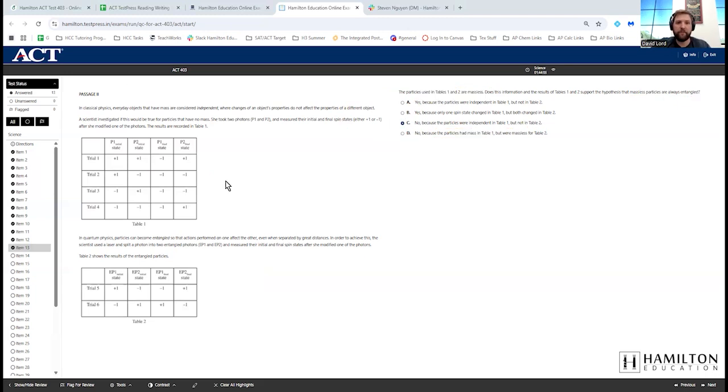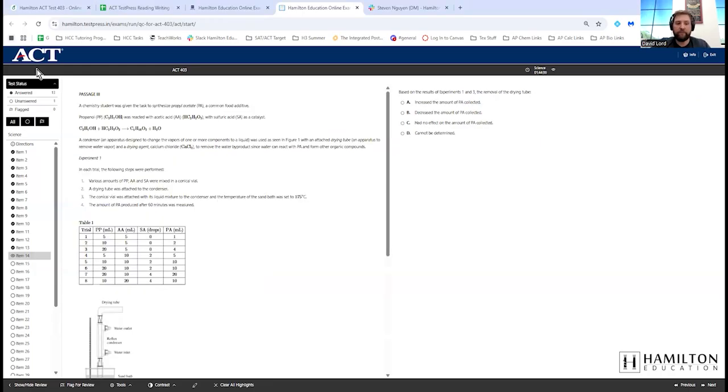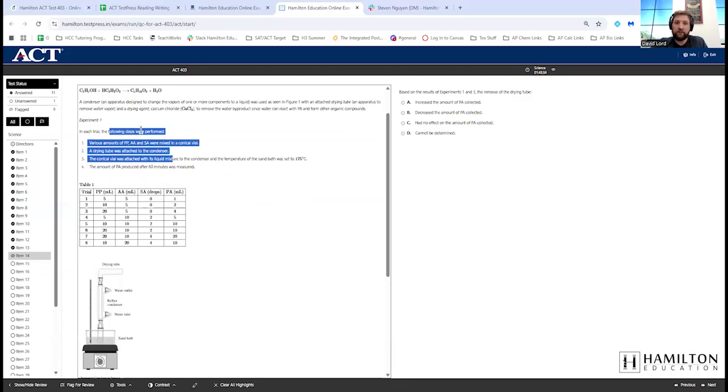On to passage 3. So passage 3 has a lot more information. Looks like a chemistry setup. We have some experimental design, which definitely gets asked about on the ACT. However, I don't usually read all this because it takes up time, and I only need to use this if it asks me about the experimental design setup.